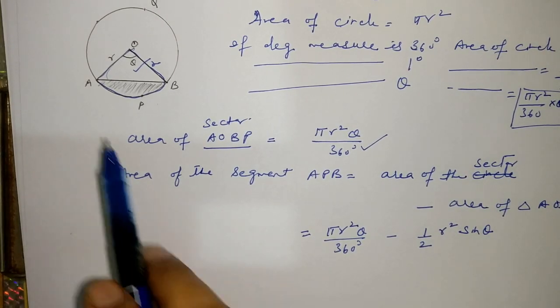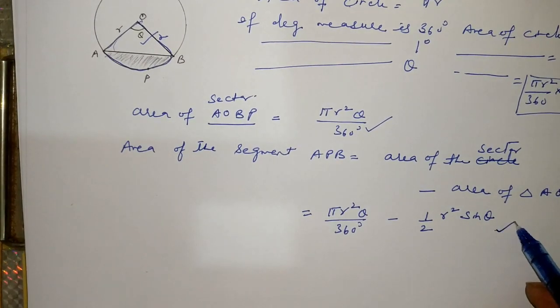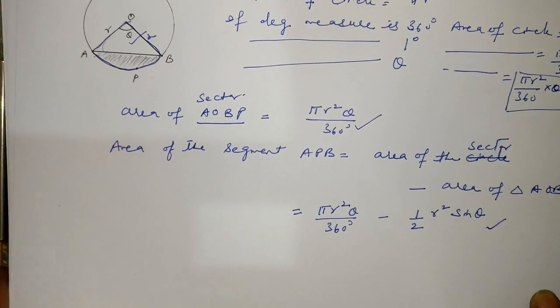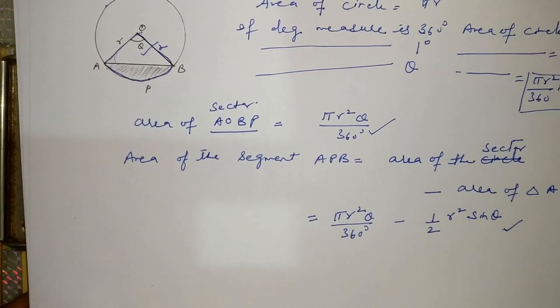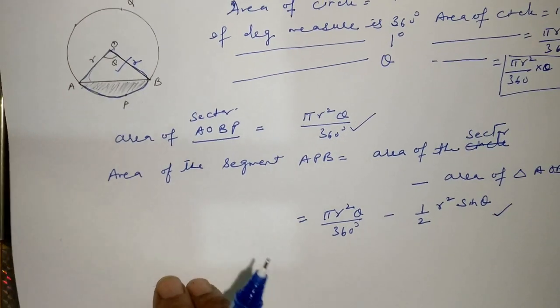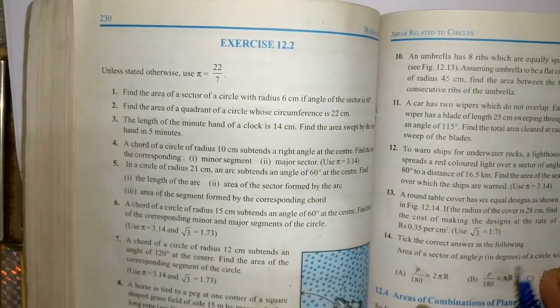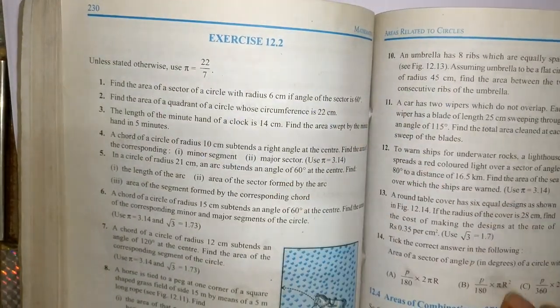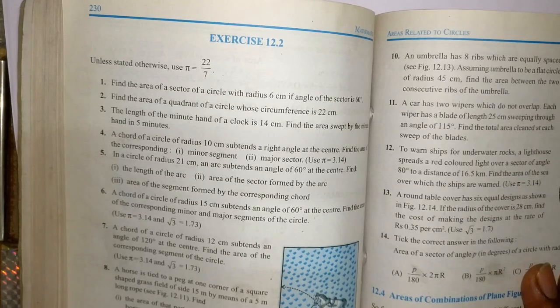You will be given the angle theta, and then we'll put the value in the formula to find the area of the triangle. Okay. Now I must say, students, we'll take a few questions so that we can apply the formula in solving them. So I'll take exercise 12.2 and go through a few questions so that we can understand the topic. Here, the standard value of pi is given.